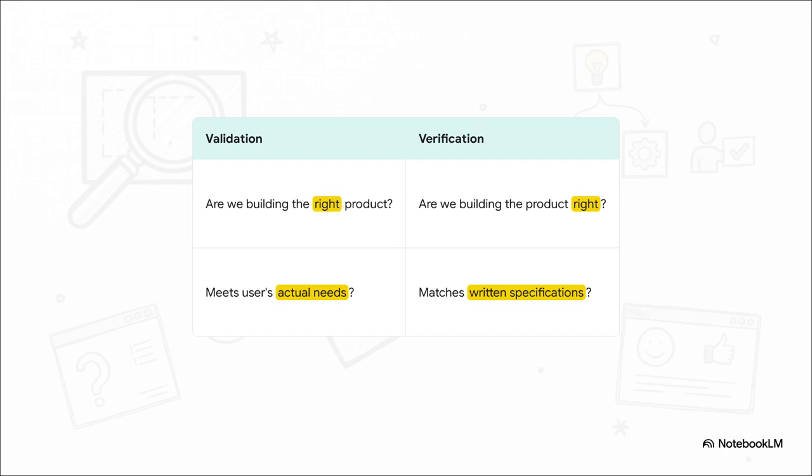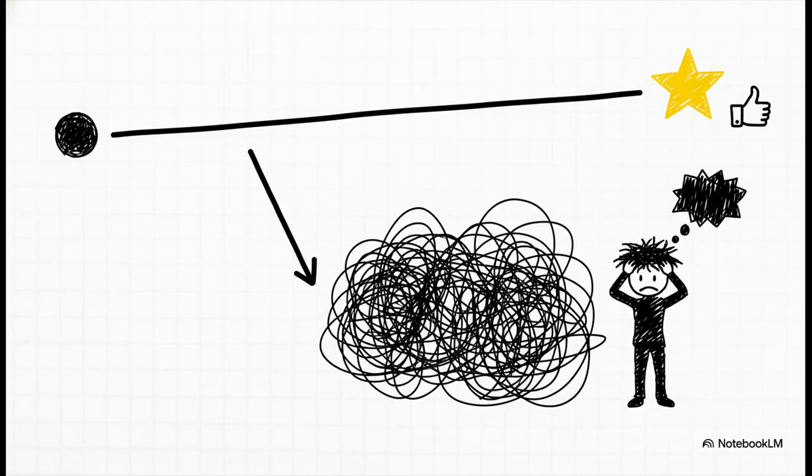I mean, just look at the single word change. Verification asks, are we building the product right? So does it match the technical plan, the blueprint? But validation asks the much, much bigger question, are we building the right product? Does it actually solve a real person's real-world need? You can absolutely have a perfectly verified product that is completely and totally wrong for the user. It's such a tiny difference in the wording, right? Just one word. But it is a massive difference in focus. And just asking that small question early and asking it often, it prevents a really big headache down the road.